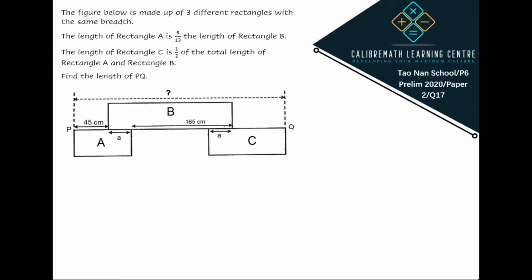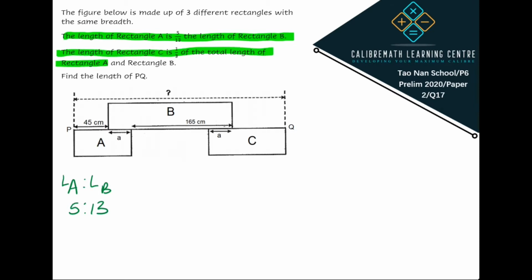Now we have the first information, the length of rectangle A is 5 out of 13 the length of rectangle B. So let's represent this information with a ratio. So the length of A to the length of B is 5:13. And then for the next information, we are given this. The length of C is 1/3 the total length of A and B. So length of C to the length of A and B is 1:3.